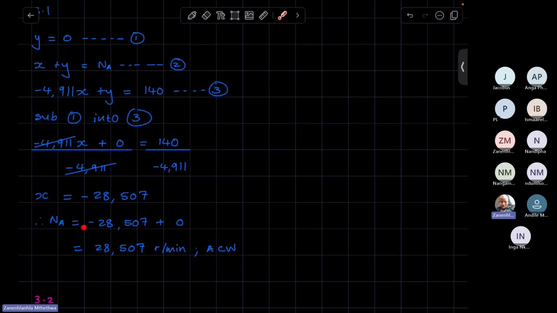Now you do not leave your answers here. Remember, this indicates the direction of rotation. So after writing this, you then say NA is equal to 28,507 revs per minute anti-clockwise. This means that this is going anti-clockwise, and you have to indicate that in your final answer. You don't leave your answers as negative or just positive. You have to mention what the positive and negative means: negative means this is rotating anti-clockwise, and had you gotten a positive answer, that would mean this is rotating clockwise. So positive means clockwise, negative means anti-clockwise.